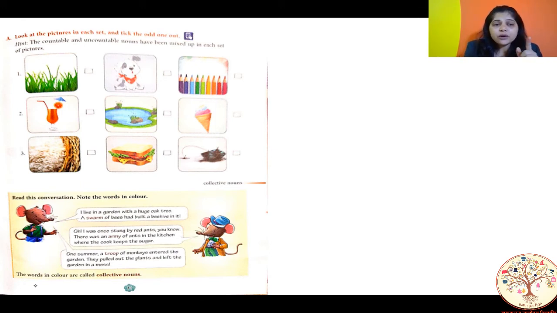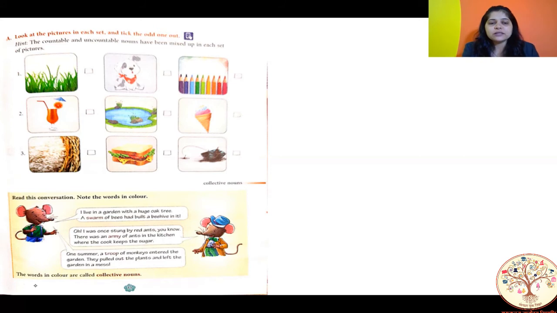Now here you can see the rice, sandwich and 1 boat. What is countable? Rice is countable? No. Sandwich is countable and boat is countable. But rice is uncountable now. So this is the odd one out. Now there is a discussion going on between the two mice. Okay. The first, I live in a garden with a huge oak tree. A swarm of bees had built a beehive in it. Beehive, you understand? Madhumakhi ka chatta, that is beehive.